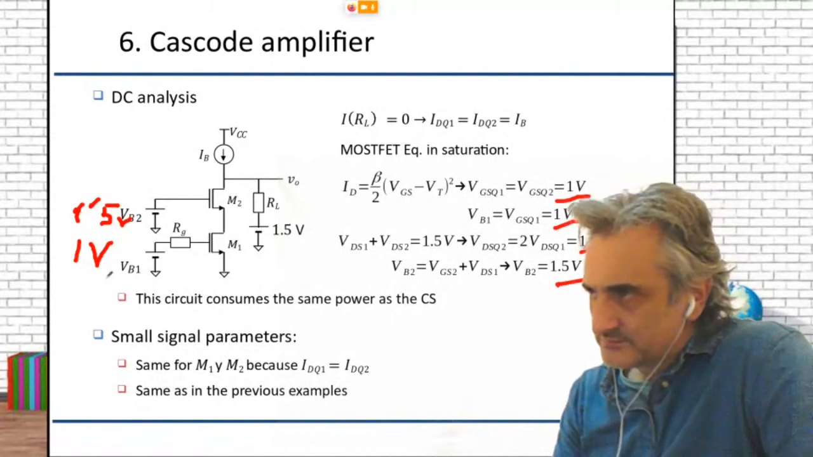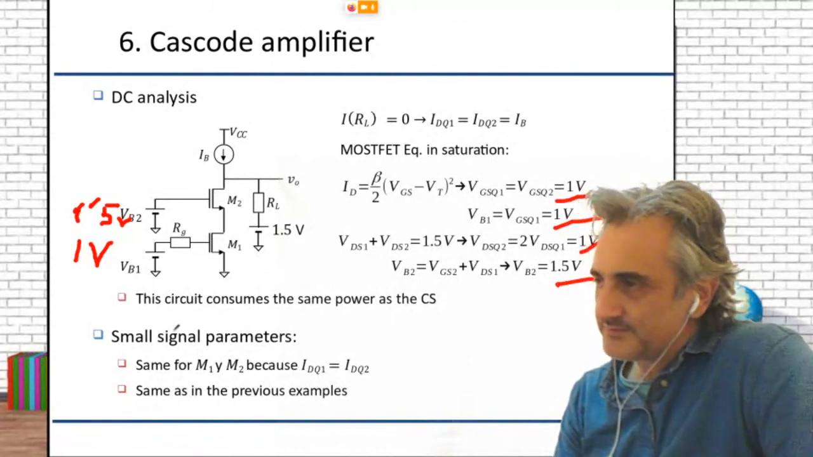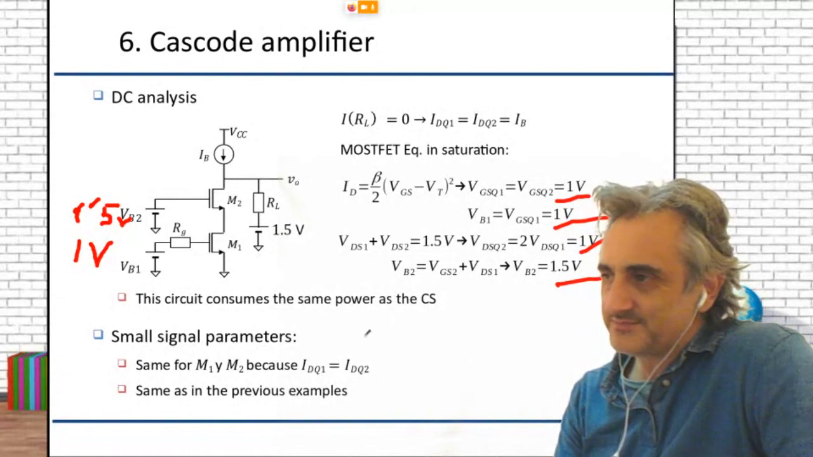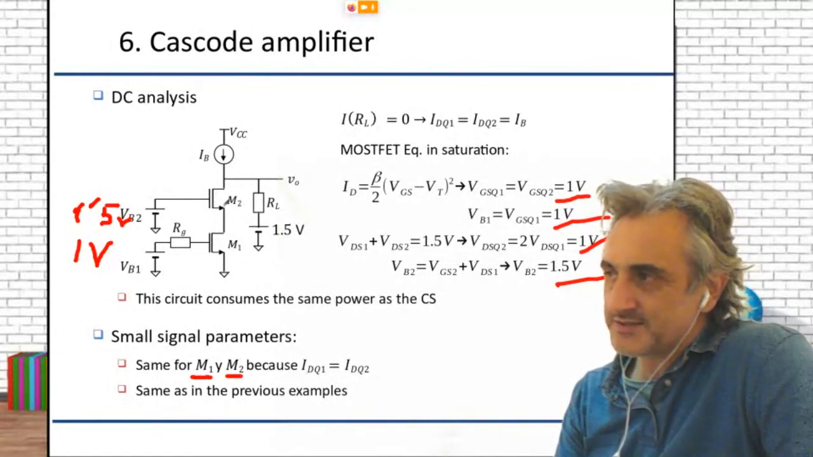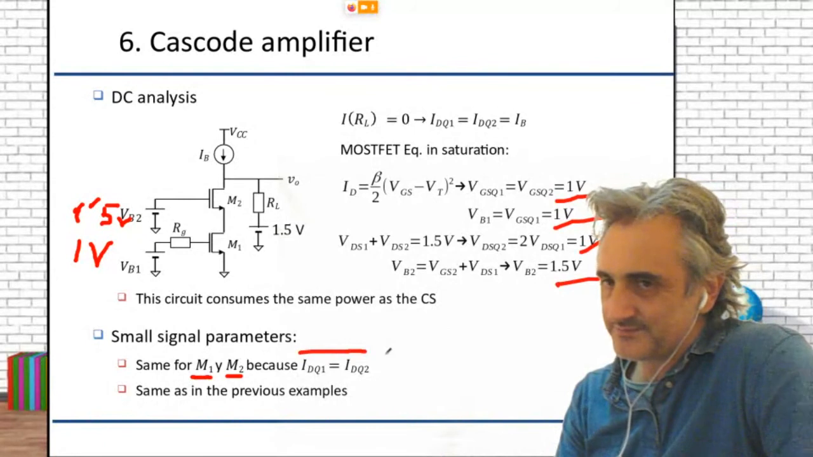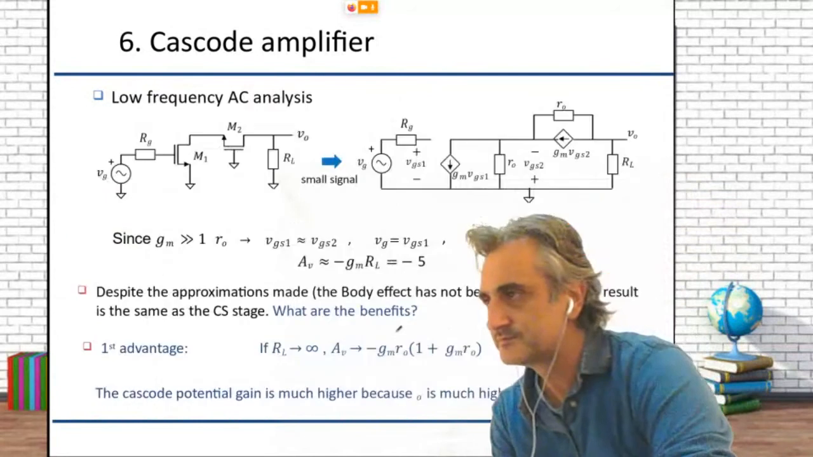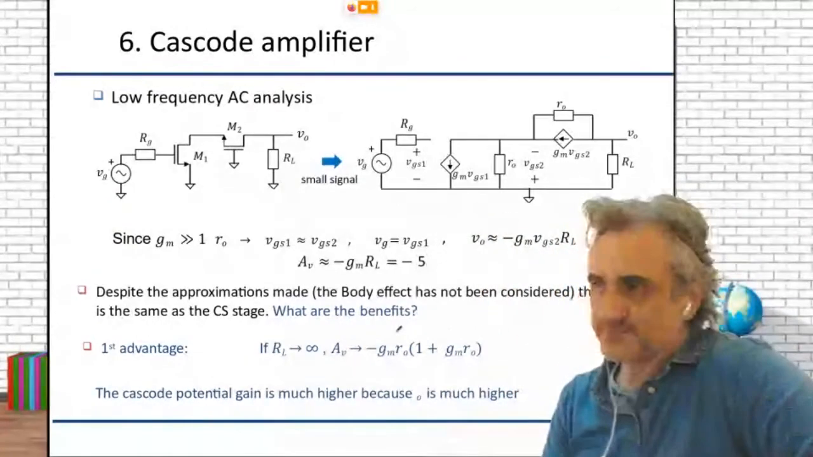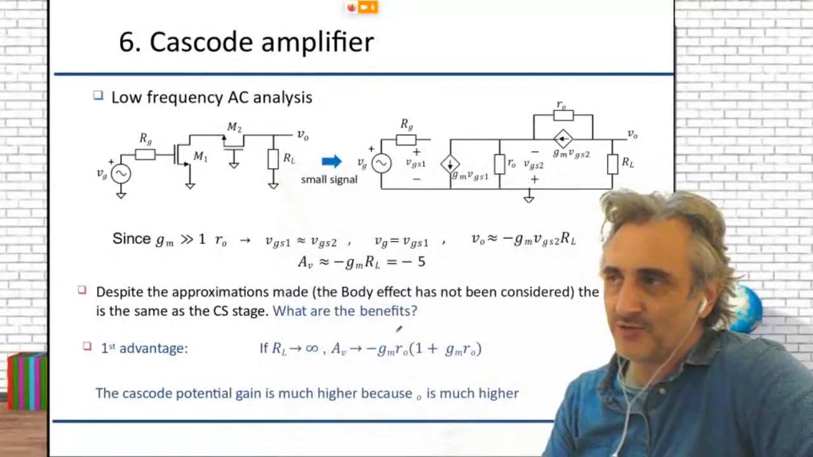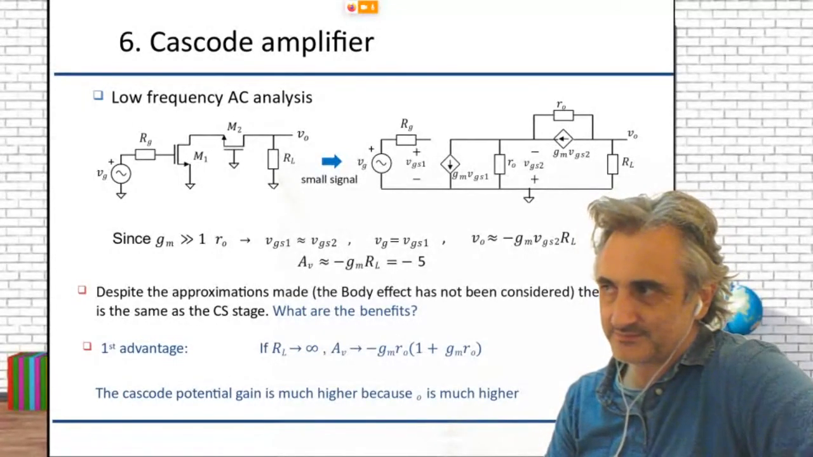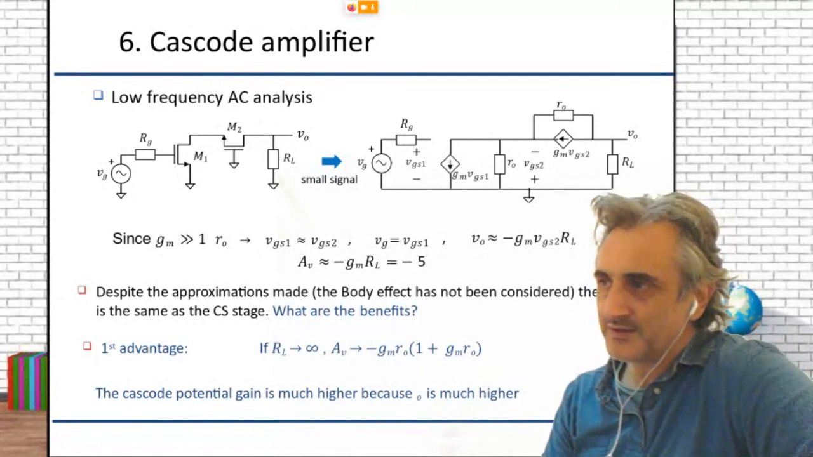Then we calculate the small signal parameters. Notice that they are the same for M1 and M2, for both transistors, because they share the same current. And we replace the amplifier by the small signal model of each transistor. Can you see this?